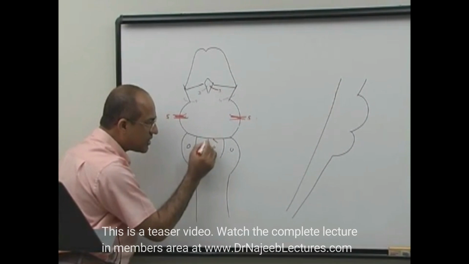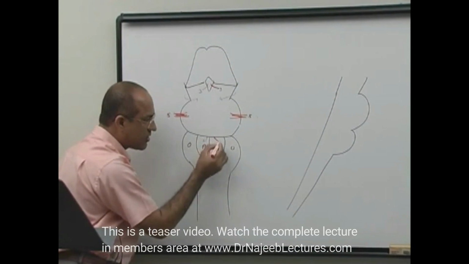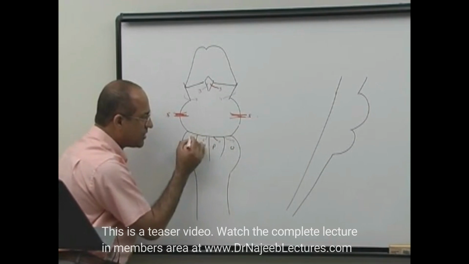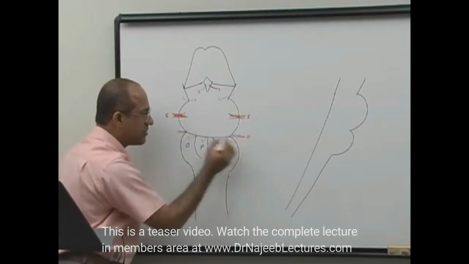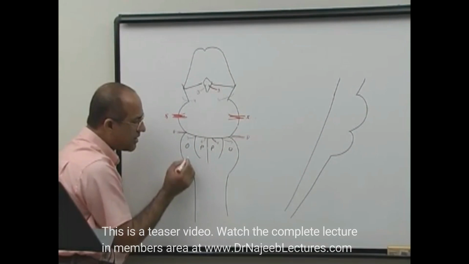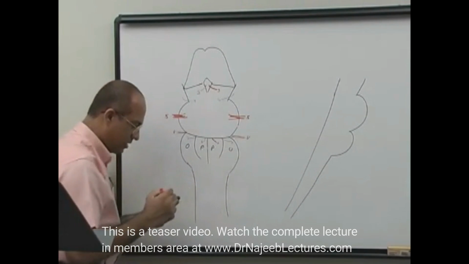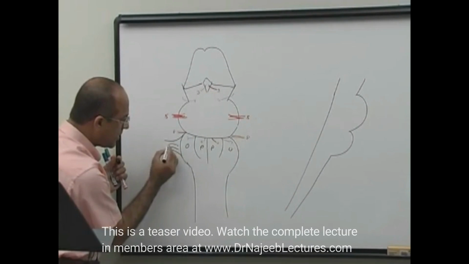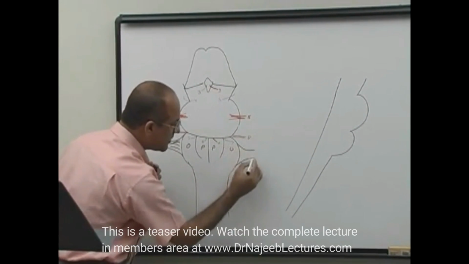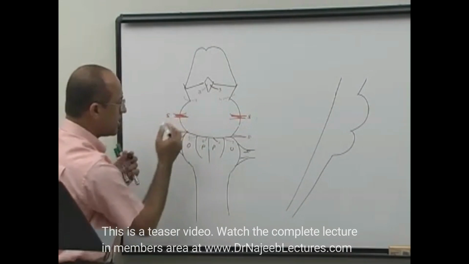From here, medially, which nerve is coming out? 6th. More laterally? 7th. Most laterally? 8th nerves are connected here. Right? And then, between the olive, and of course, what is here? Inferior cerebellar peduncle. Is that right? Of course, here you will be lateral, middle.